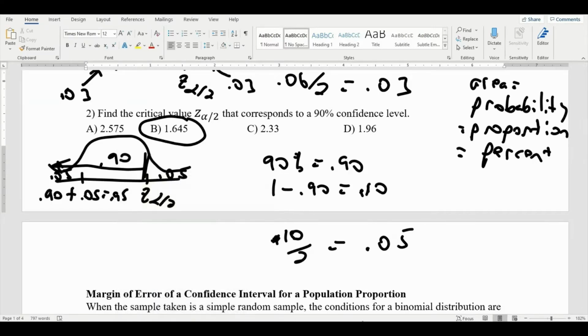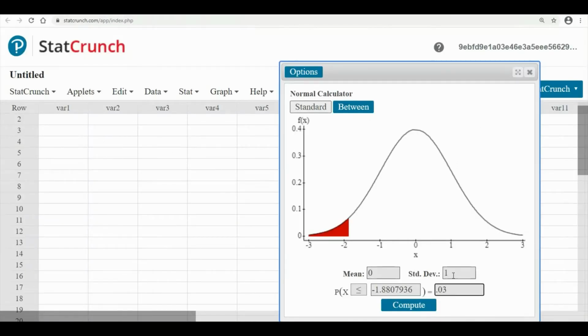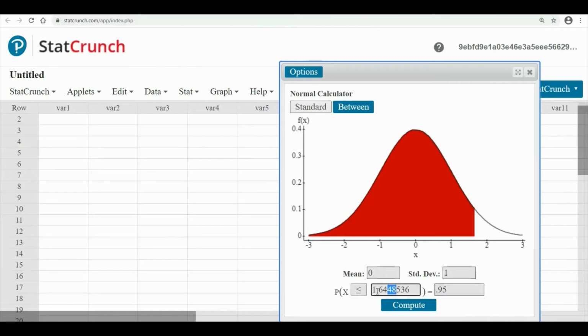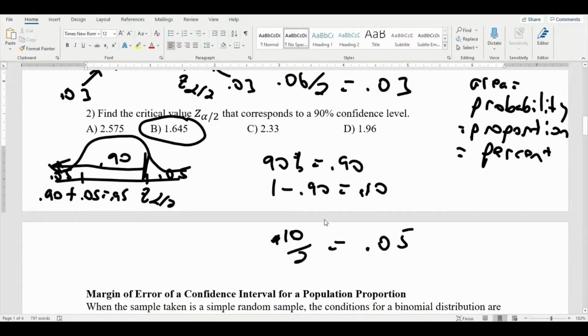If we use Statcrunch, keep the mean and standard deviation 0 and 1. We want the area, which is the same thing as probability, 0.95. It's like a backwards question. That's why it says inverse norm in the calculator. And you'll see that when you round. That's probably the hardest part, by the way.